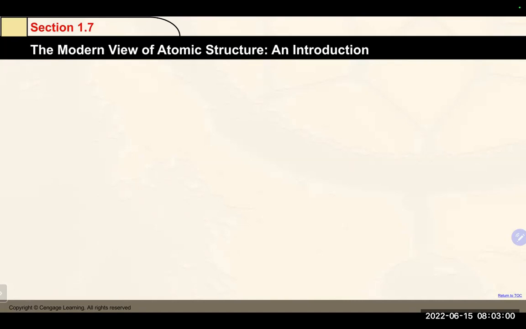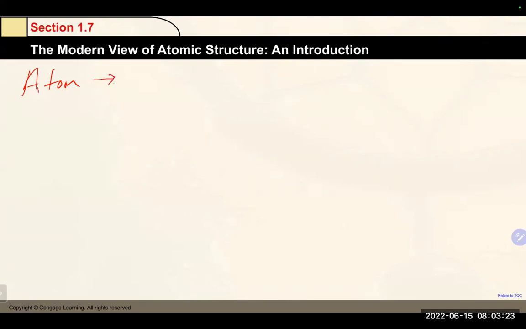Okay, so we're going to pick up here where we sort of left off. We got into chapter 1. We talked a little bit about the scientific method, but mainly we talked about the atom and a number of important experiments that led us to a better understanding of the atom.